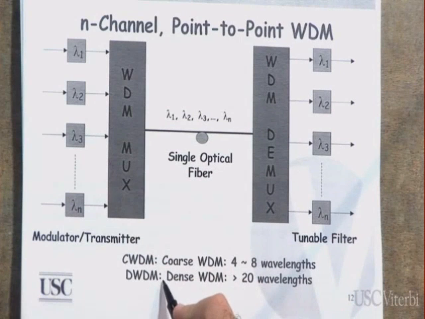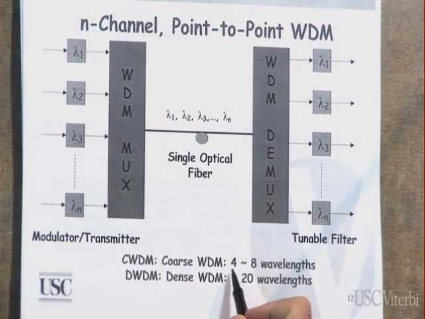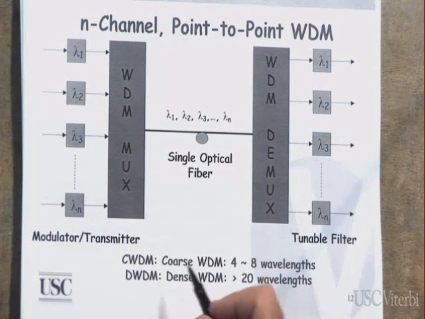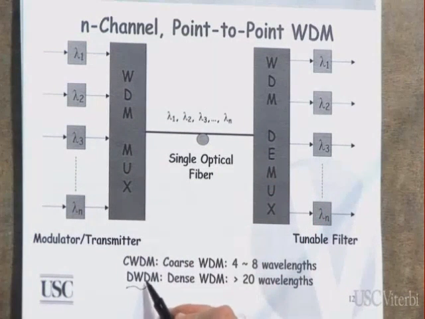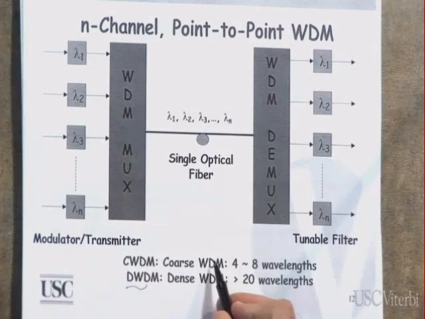Anything above 20 is regarded as DWDM. Anywhere between 4 and 8, we say coarse wavelength division multiplexing. Clear? Okay. Throughout the course, I will always use the word DWDM, dense wavelength division multiplexing, rather than coarse wavelength division multiplexing.